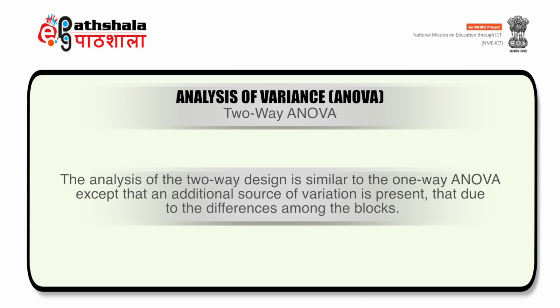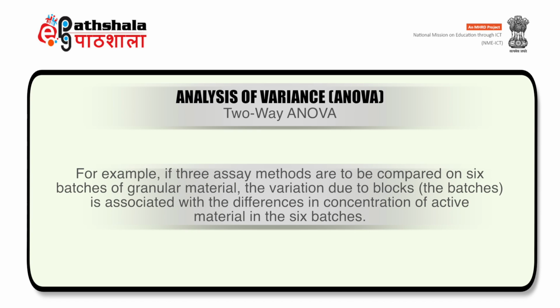The analysis of a two-way design is similar to the one-way ANOVA, except that an additional source of variation is present, that due to differences among blocks. For example, if 3 assay methods are to be compared on 6 batches of granular material, the variation due to blocks or the batches is associated with the differences in concentration of active material in the 6 batches.